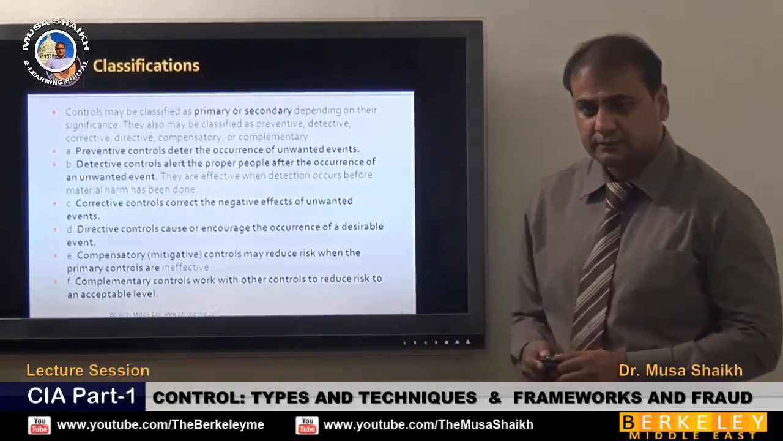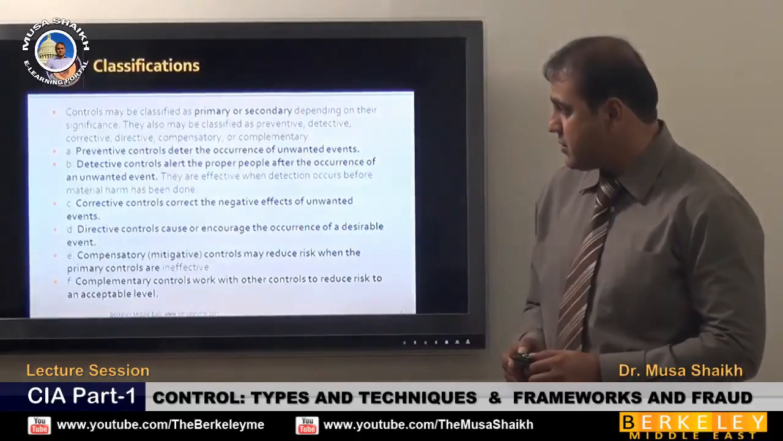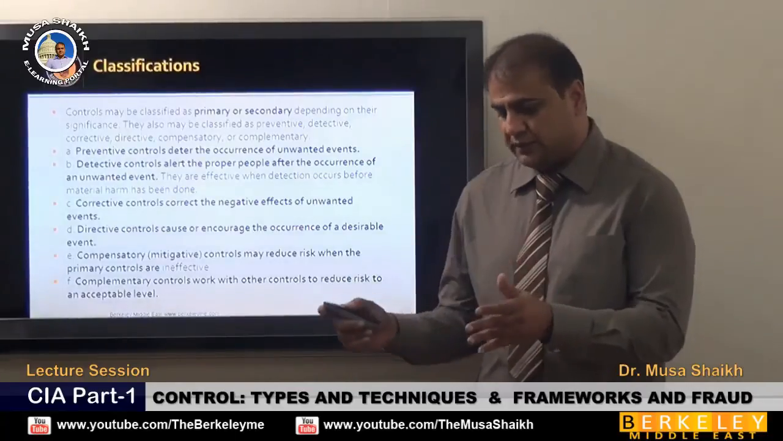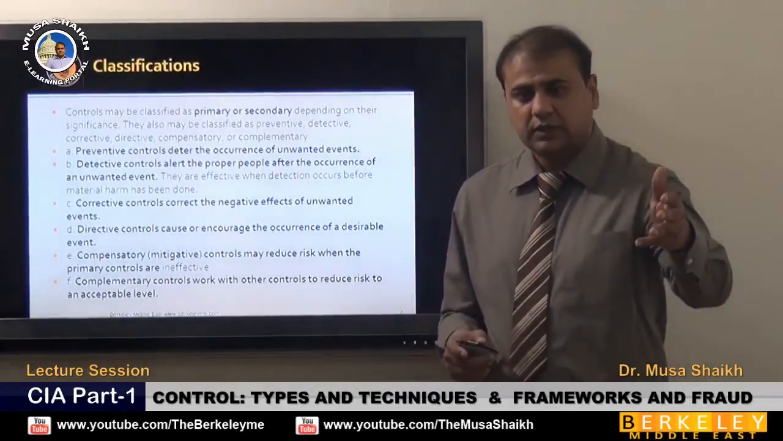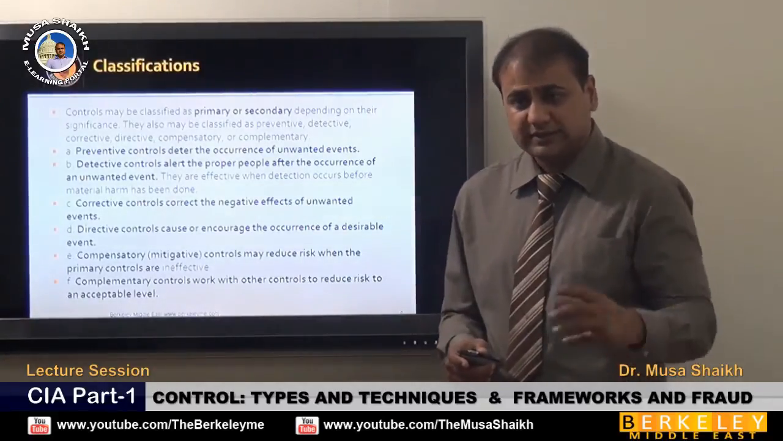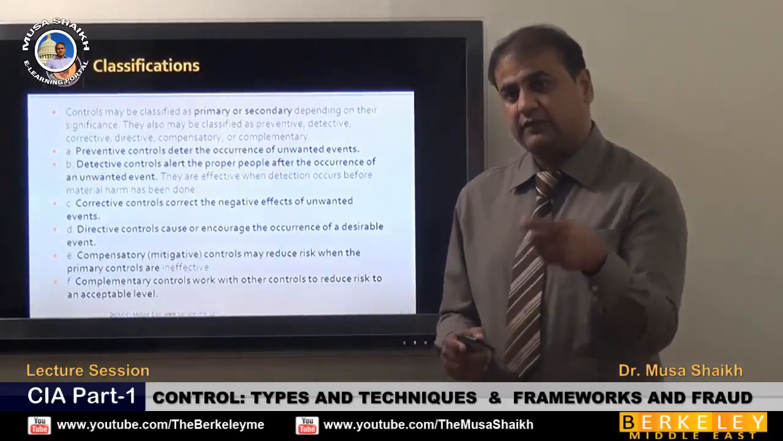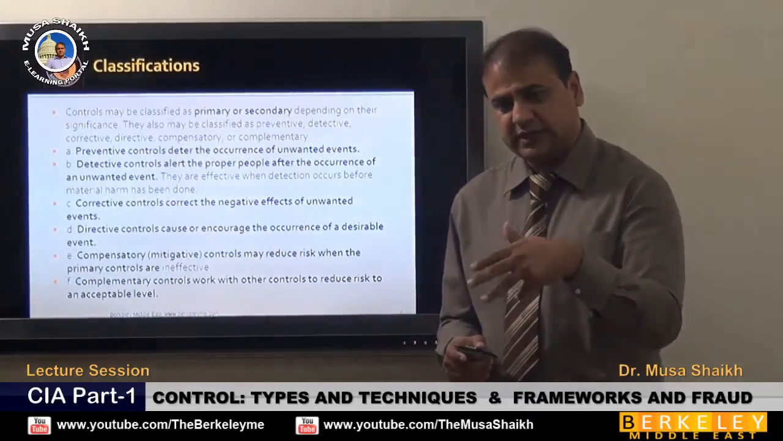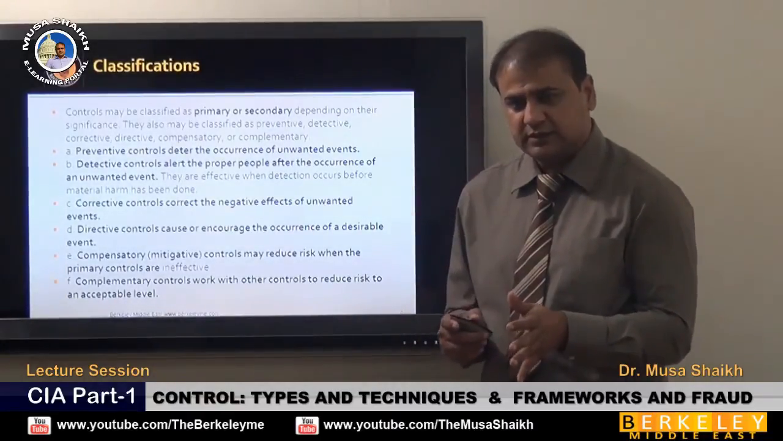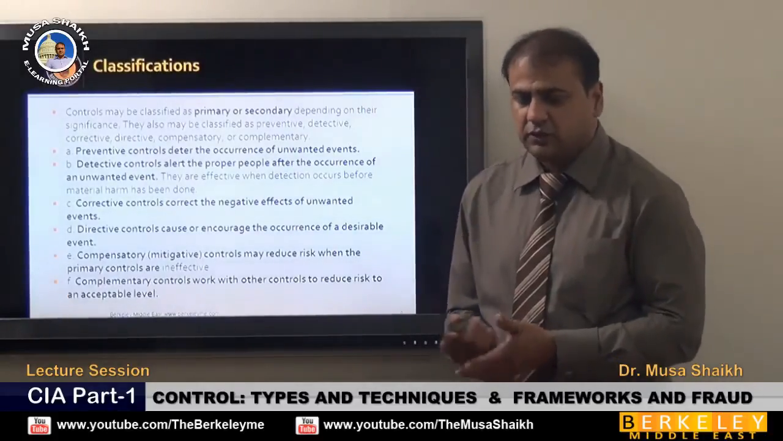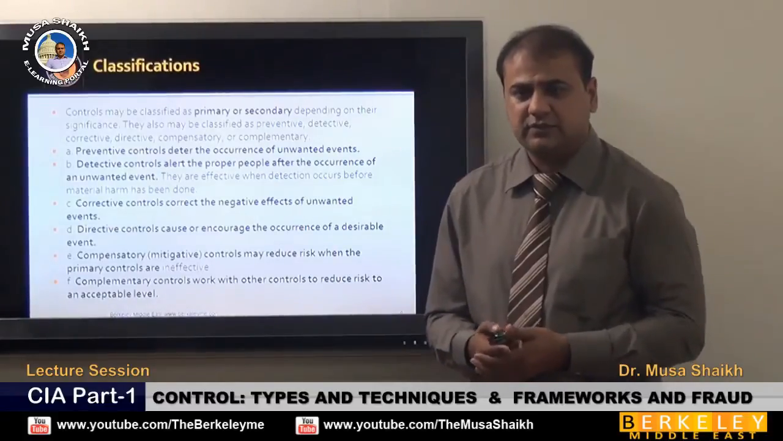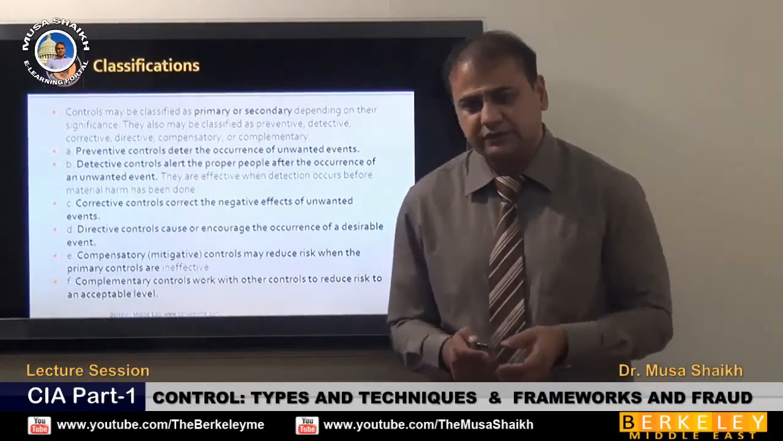Right? Detective control, how can we detect? Like a stock take, a physical stock take: you have an accounting system and you have a physical count. Now you want to detect whether there is any discrepancy, so you go for a stock take. This is detective. Preventive is in the planning phase. Directive, as I told you, is a direction. Compensating is when, based on cost benefit analysis, you cannot afford too many auditors, so you put a supervisor with additional charges for checking. This is compensating. Complementary is complement to each other.